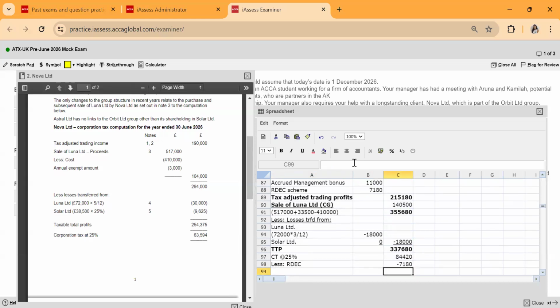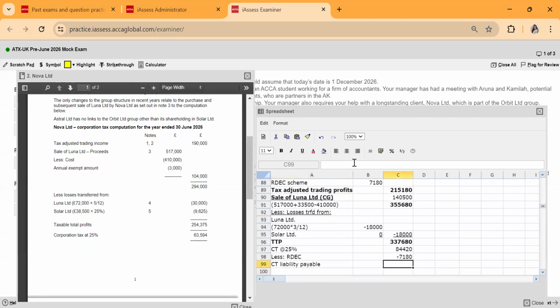Okay, and always do linkings in the exam. Done, clear. Now you just have the remaining corporation tax liability payable. Right, so the payable liability will be this plus this, 77,240. Why? Will we do 7,180 multiplied by 25%? No, we reduce the entire amount. RDEC is reduced in entirety.